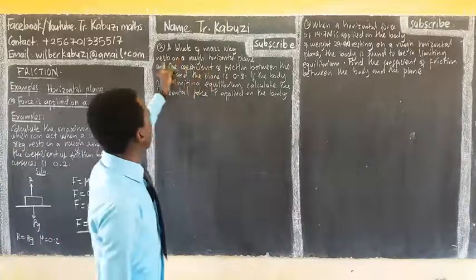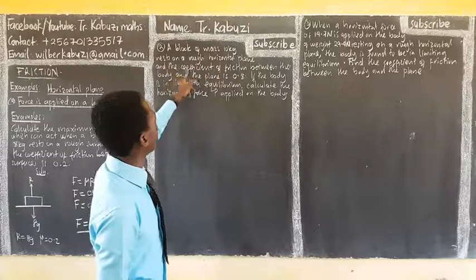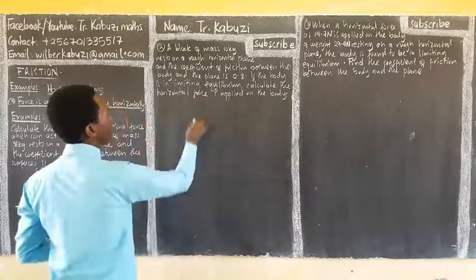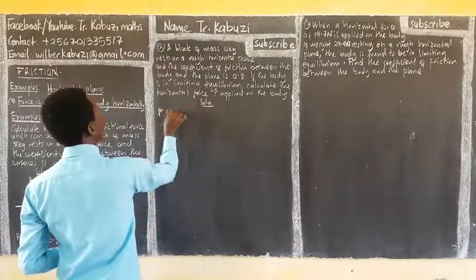A block of mass 10 kilograms rests on a rough horizontal surface and the coefficient of friction between the body and the plane is 0.8. So you summarize the question. They are giving mu. So our mu is 0.8.